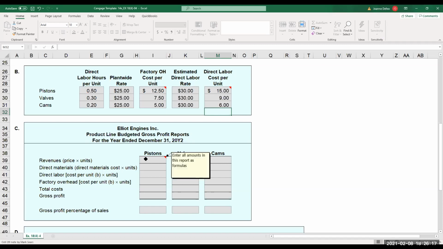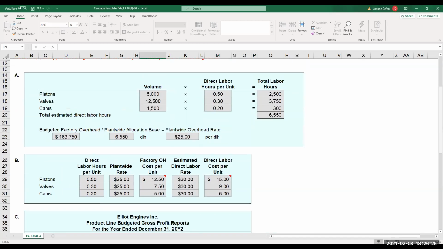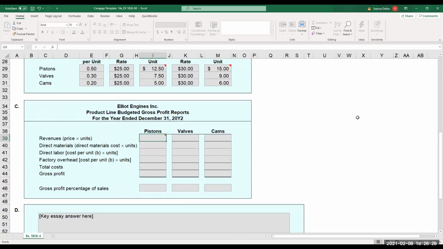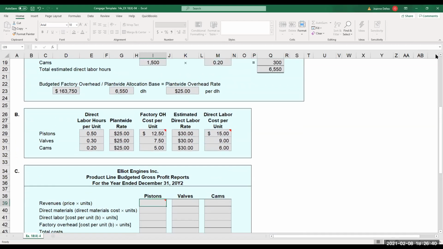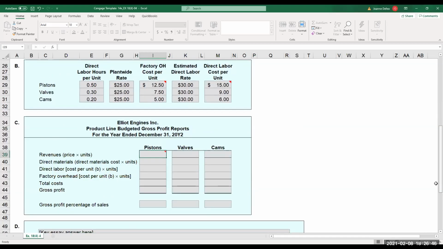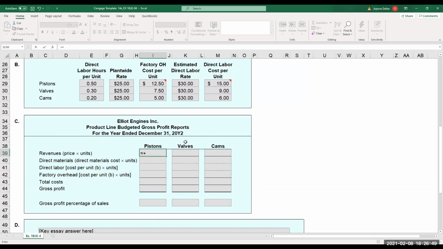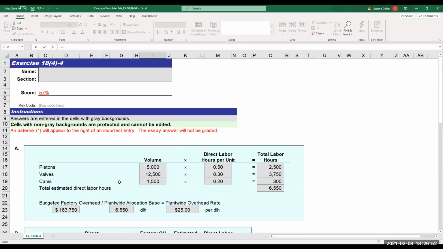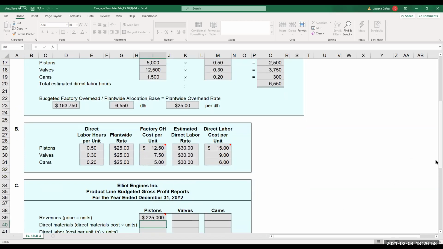So now, let's see. The revenues for the Pistons, enter all amounts in this report as formulas. So the price, what was the price of the Pistons? Let's go back up here again. We need the price back. Per unit? Yeah. $45. Good job. So $45, and we know the selling price is 45, and we know we had, I think, 5,000. Okay. So here we go down here. So we take equal plus 5,000 times $45, which is the selling price.